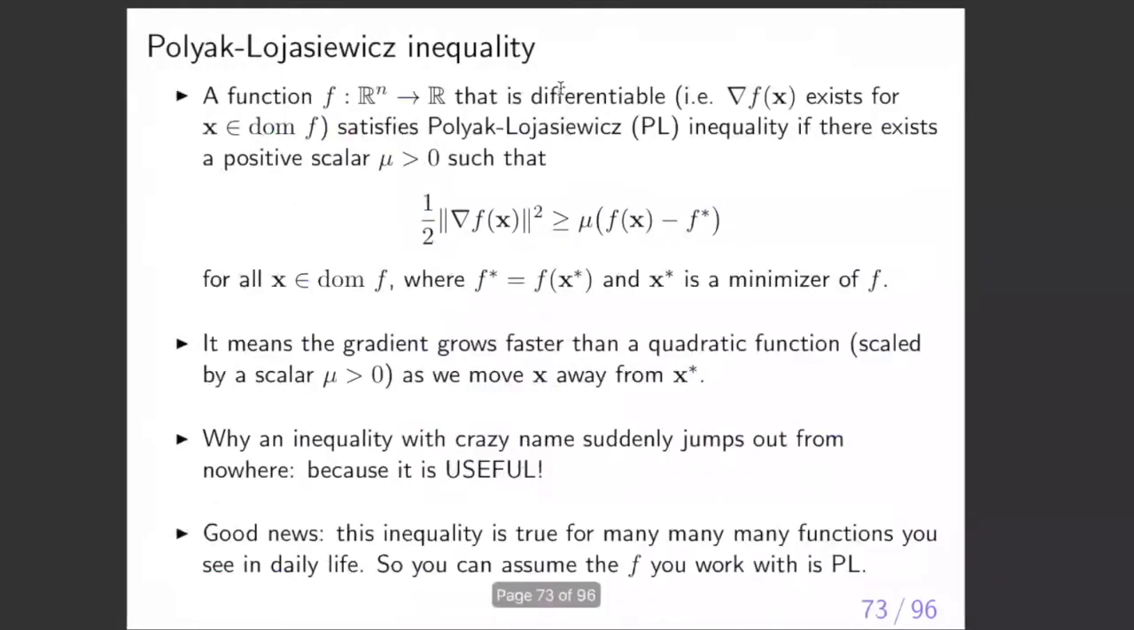Now another inequality is called, I don't even know how to pronounce this name. This is a Polish name. Polyak, as in Polyak's heavy ball method. That's the one I showed you before. So what is it? Basically, it says that if you have a differentiable function f, then the norm of the gradient is bounded by this thing. Why do I suddenly introduce an inequality whose name I don't even know how to pronounce? Because this is useful. That's it.